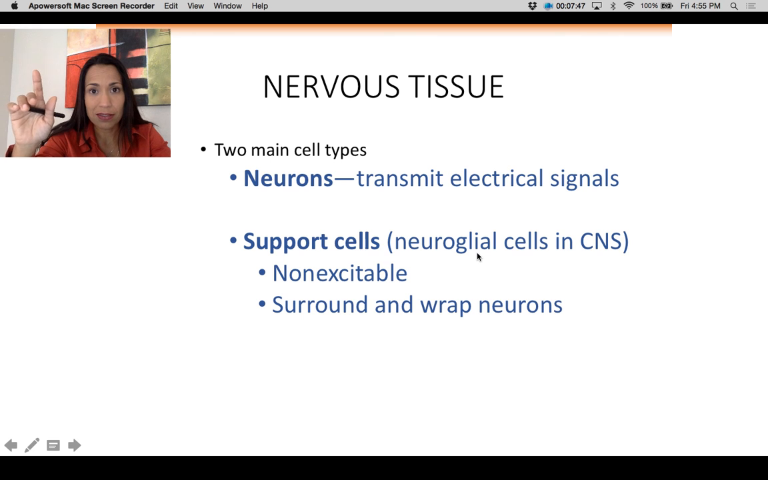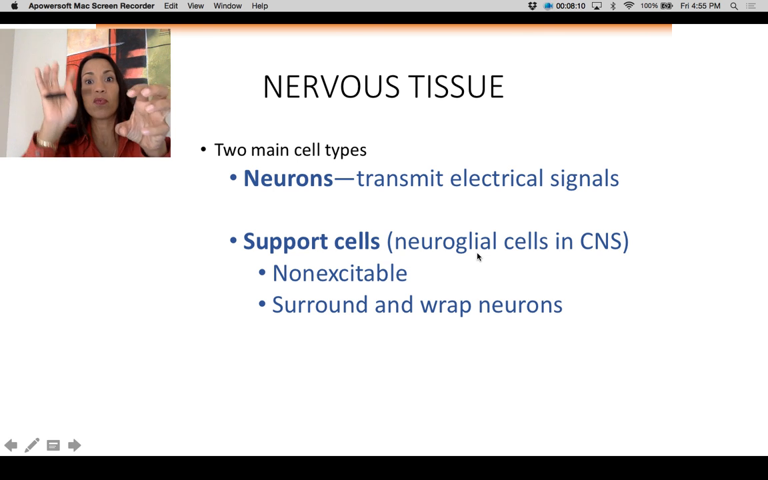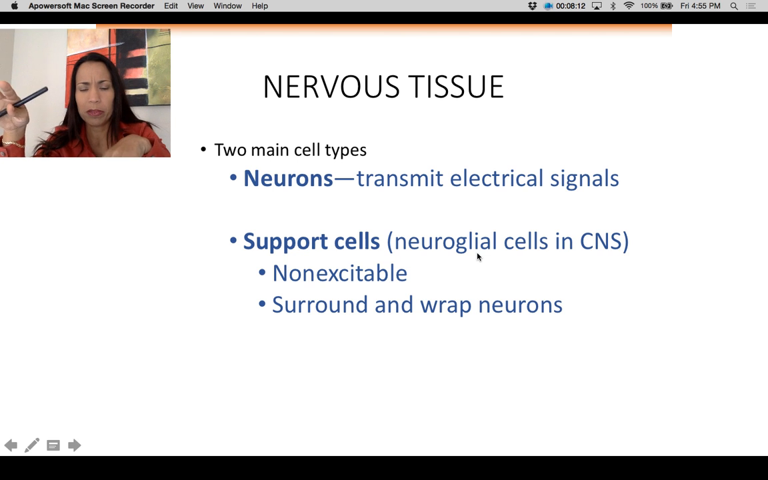They do not propagate or transmit any kind of electrical signal. They cannot be excitable like the neurons can be. We will see later that one of their functions, well, I'll describe them later, is that they can wrap neurons. We'll go there next video.